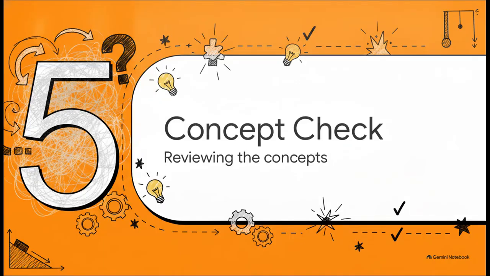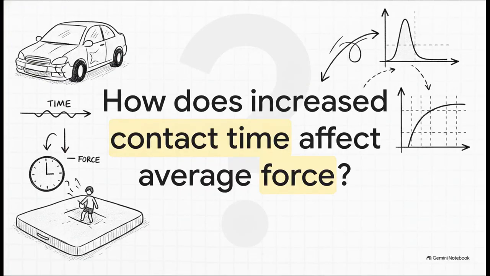All right, Section 5, Concept Check and Review. Let's see how much of this we've locked in. So take a moment to predict the answer to this one. Thinking back to our crumple zones and gymnastics mats, what happens to the average force when the contact time increases? Got an answer? Well, the average force drops significantly. Why? Because time and force are inversely related whenever the total change in momentum stays the same.